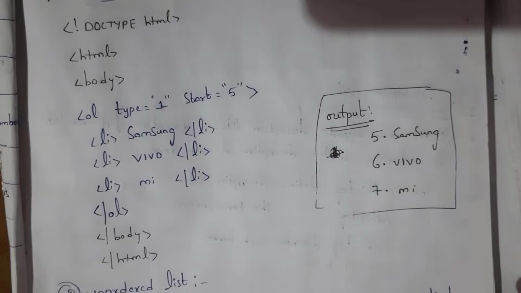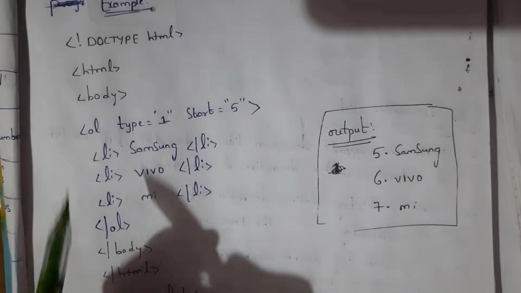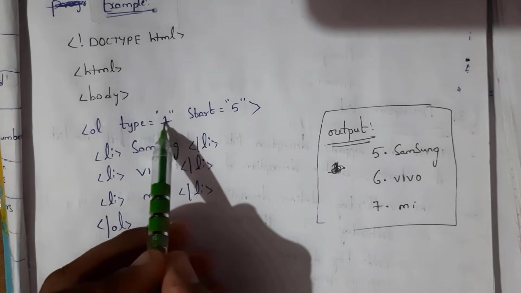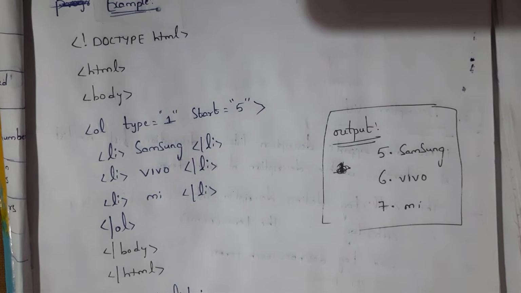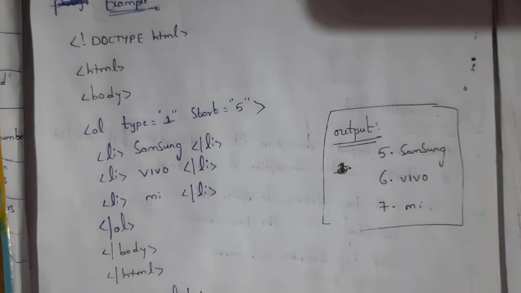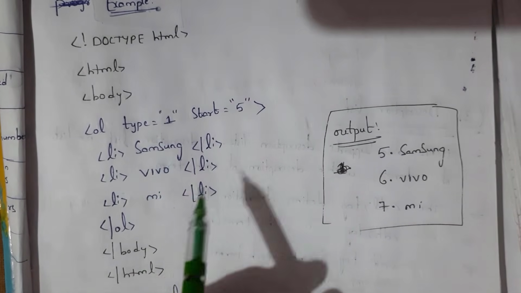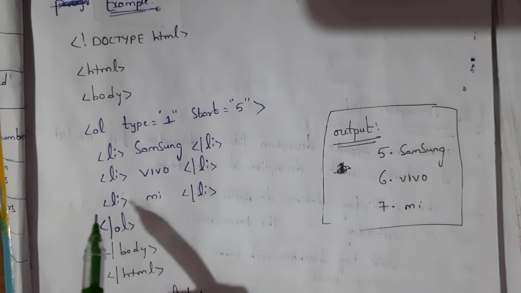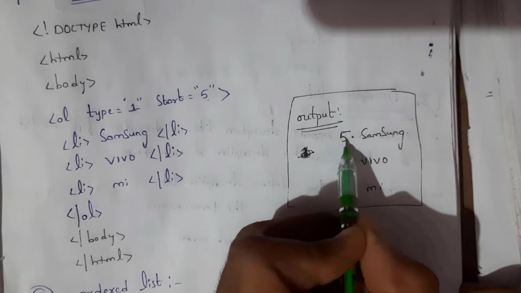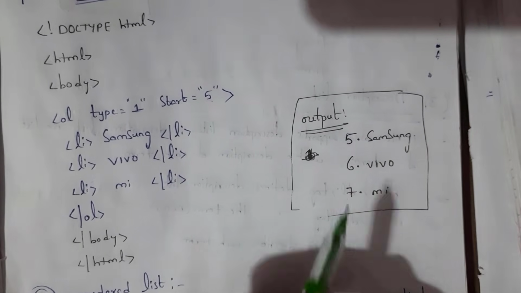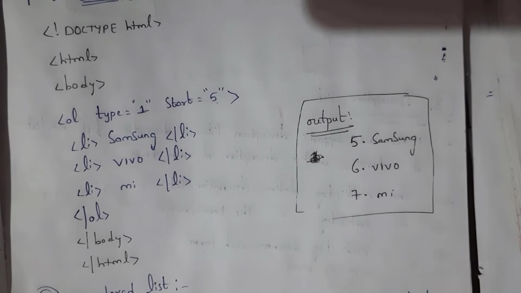This is another example of ordered list. Here I took the ordered list type as 1, and start 5. That means the output is going to generate from 5. I took the list as Samsung, next Vivo, and third MI. So here I am going to start with 5. First one 5, next one 6, 7, like that. This is an example of ordered list.